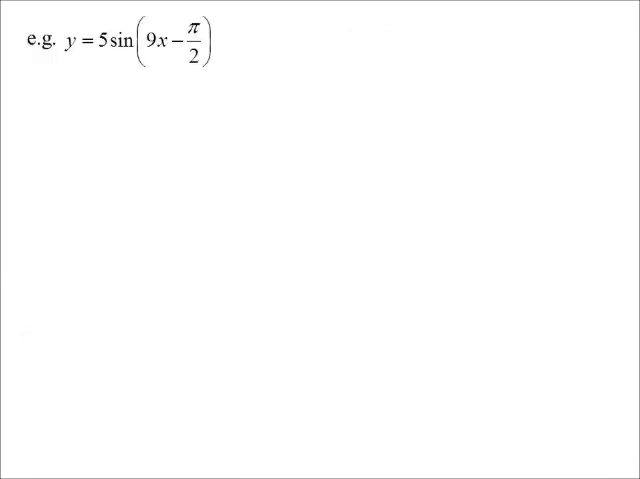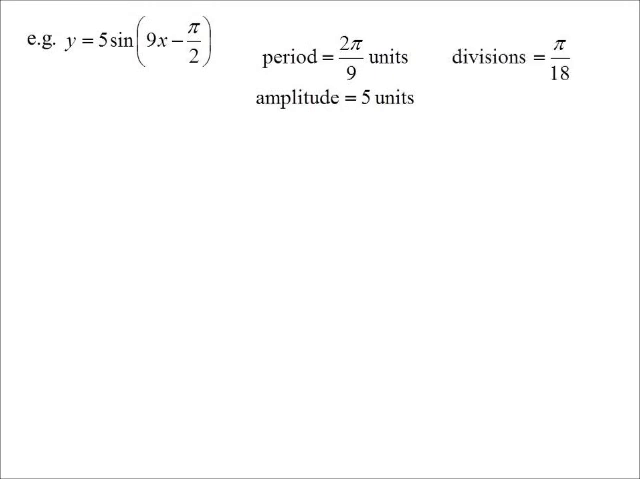5 sine (9x minus pi on 2). So how would I do it? I've got to work out the key features. The period is 2 pi on 9. Amplitude is 5, so I know I'm going to mark off pi on 18 is going to be my scale. And this one is shifting pi on 18, so it's pi on 2 divided by 9. And it's negative, so we know we're shifting it to the right.